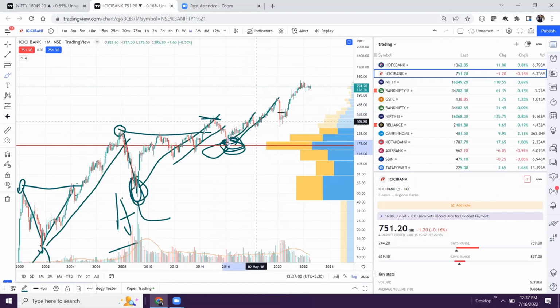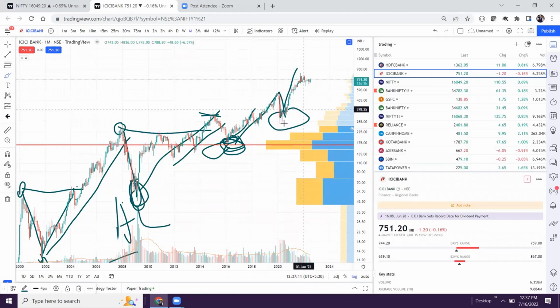See, this stop loss was also not hit during COVID. This is the COVID fall, and again this high. So now this COVID low becomes the stop loss. So is this point clear, or is there some gap?